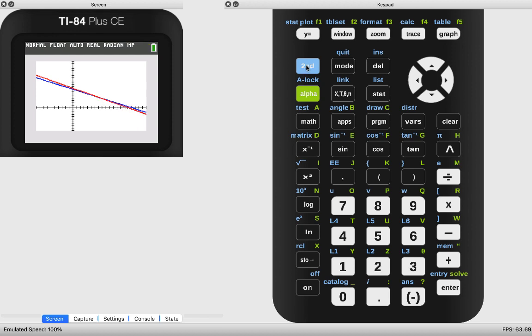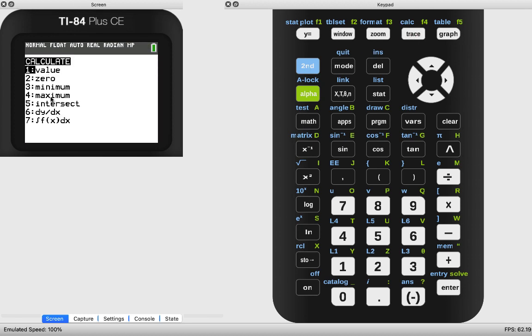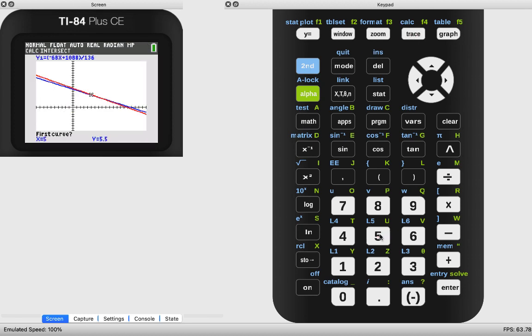So we're going to go back to our calculate menu, second function, trace. This is our calculate menu, down to number 5, intersect. And again, it's just going to put the cursor on one curve. Go ahead and press enter. It will jump to the second one, press enter. And then finally guess, press enter again.